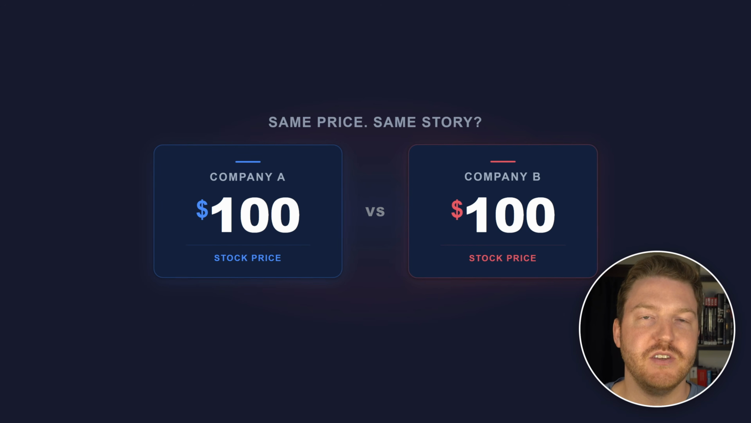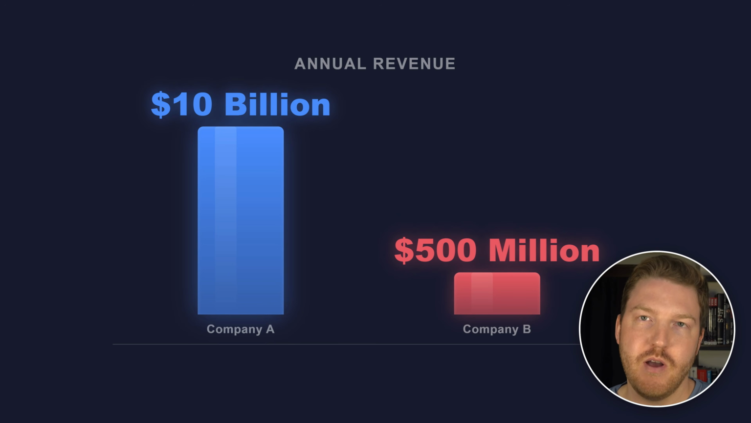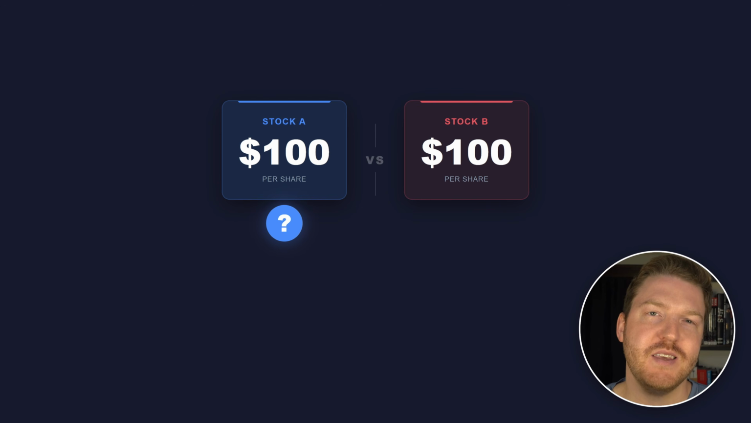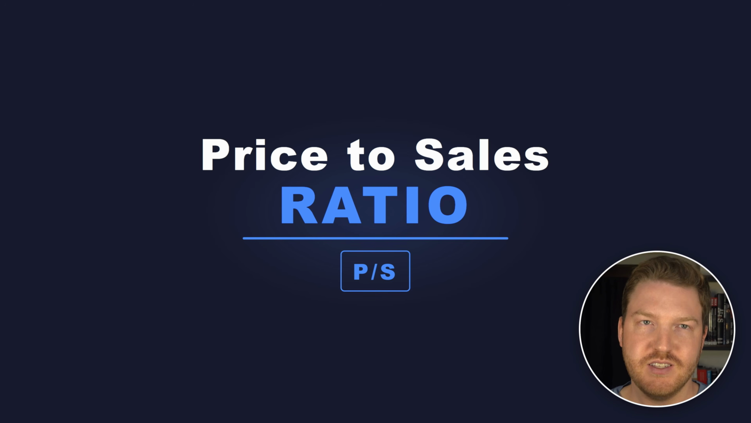Imagine you're looking at two companies. Both have stock prices around $100, but one brings in $10 billion in revenue, the other only $500 million. Which one is the better deal? Price alone doesn't tell you. That's exactly why the price to sales ratio exists. And by the end of this video, you'll know exactly how to use it.